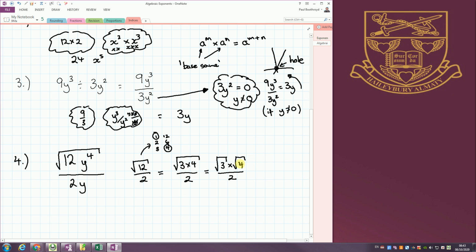Okay? So when I square root the 4, I get 2. And divide by 2 again. So we're going to cancel the 2's. So this part is actually some number called the square root of 3. That's the number part.